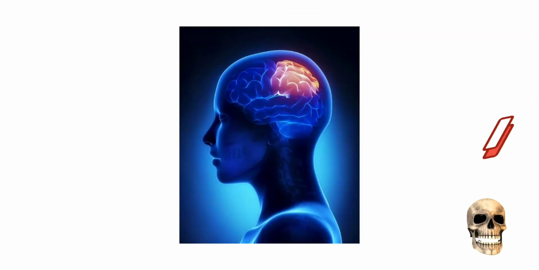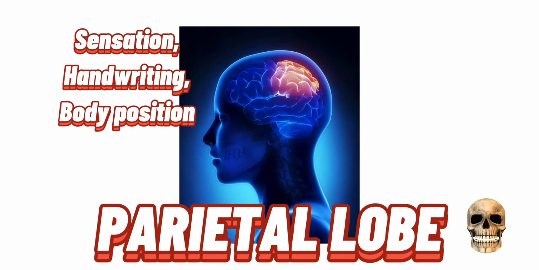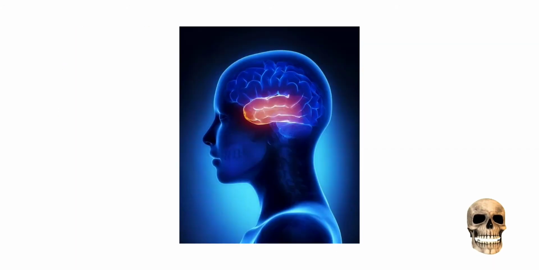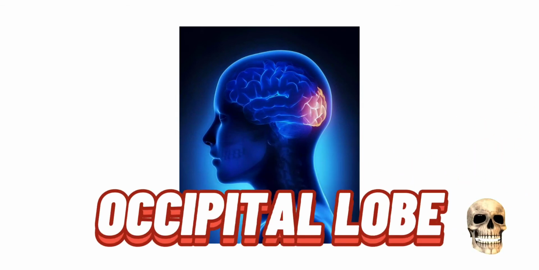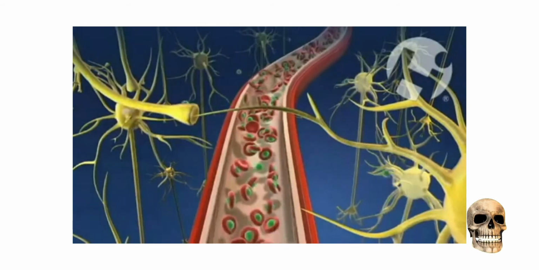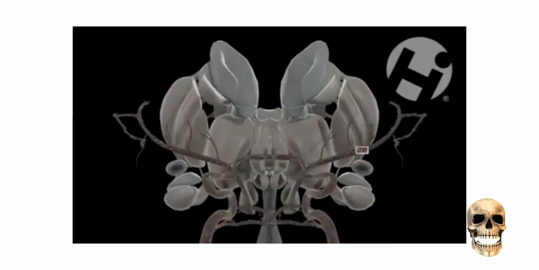The parietal lobes manage sensation, handwriting, and body position. The temporal lobes are involved in memory and hearing. And lastly, the occipital lobes. The occipital lobes contain the brain's visual processing system. The brain is made up of many specialized areas that work together.